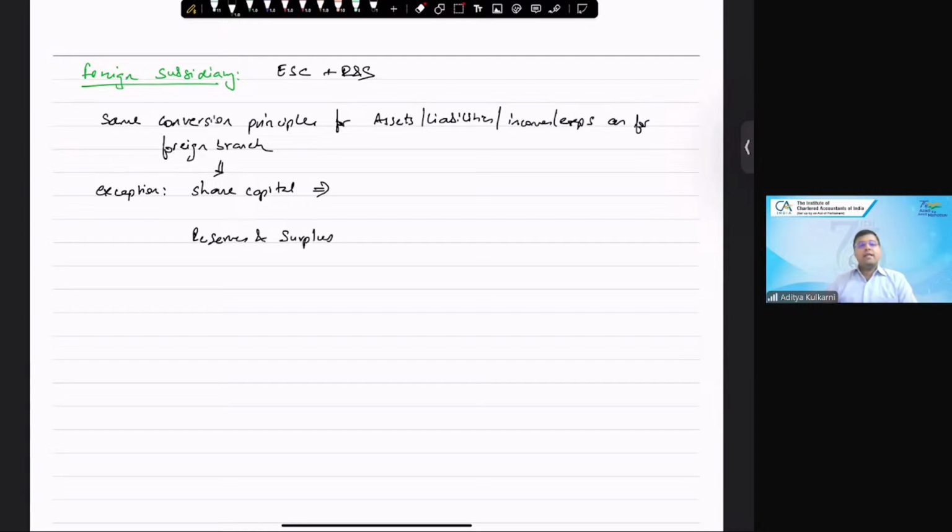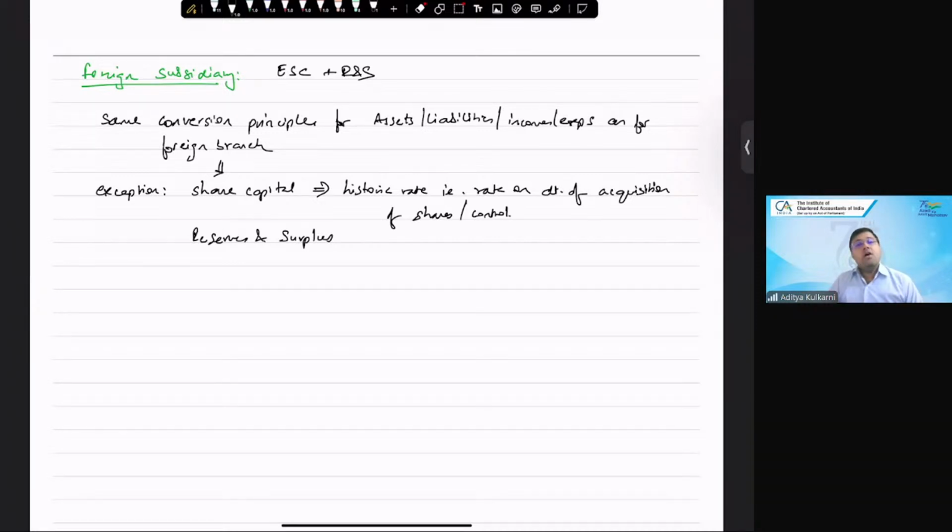Okay, so when I talk about share capital, what will be the exchange rate for converting this? This will always be the historic rate. That is the rate spotted on the buying date, on the date of acquisition. On the date of acquisition of shares, or what you call control. Are you able to understand? Yes.